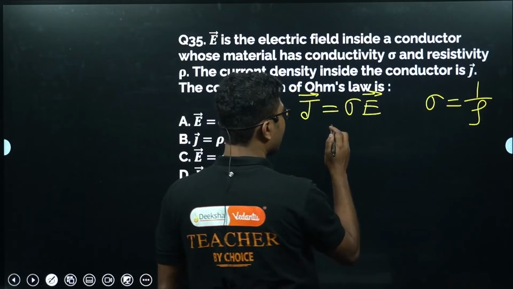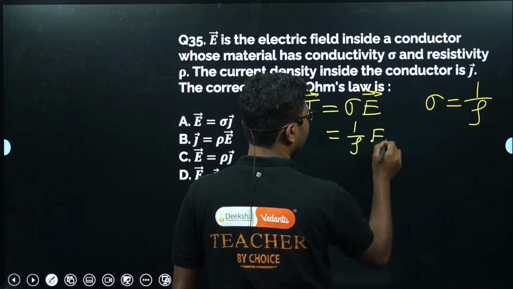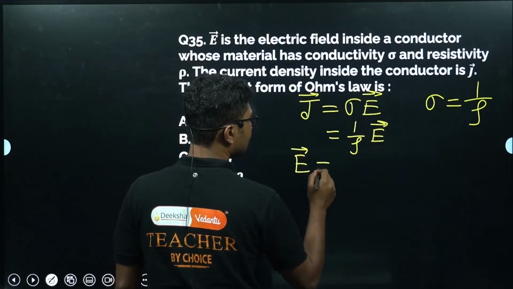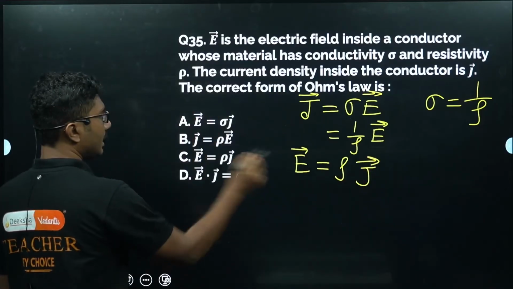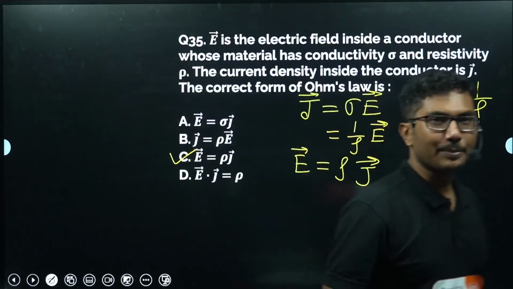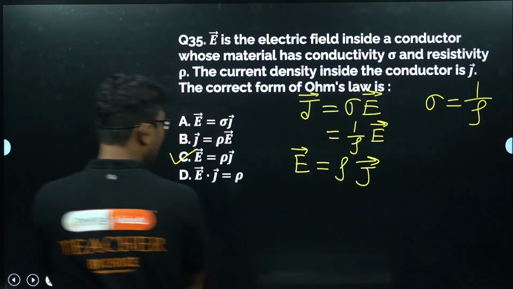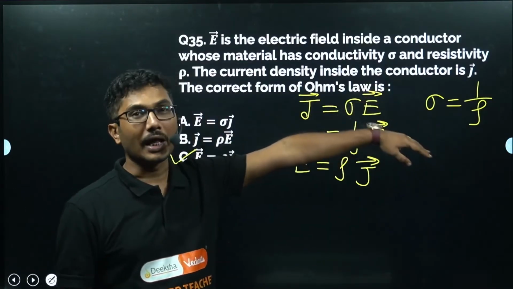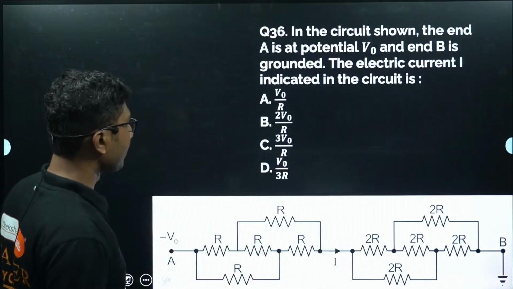So you have to put this value here. So 1 by rho into E. Now let's find E. E is rho into J. Okay. So E equals rho into J. That is option C is correct. So this is very simple, right? This is very, very simple. So if you just know this two-line theory, you can answer this question. So if you have studied for one whole year, this question would have been very easy.